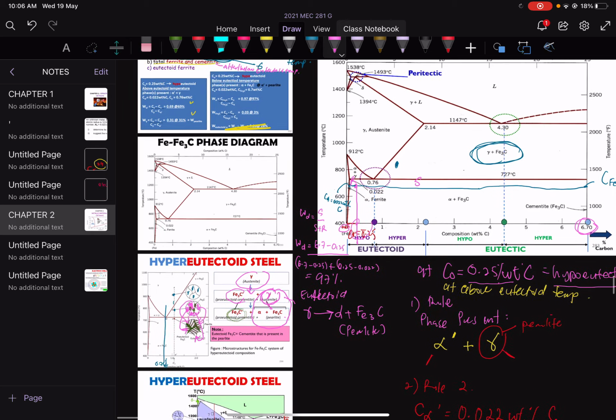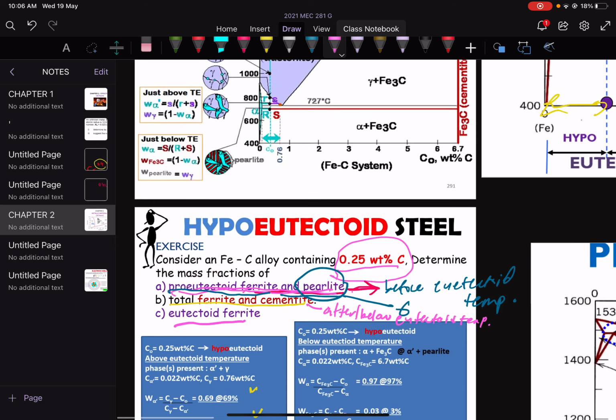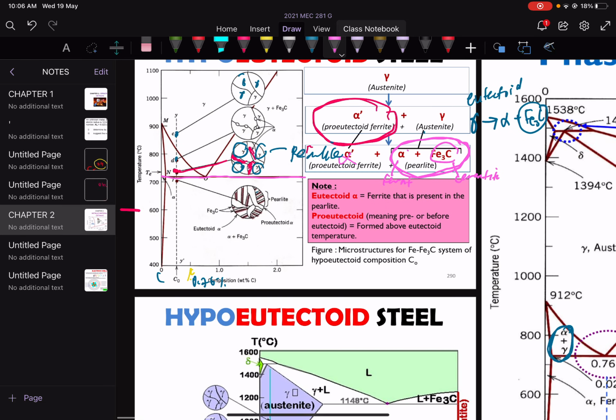Okay, and then last question. Okay, find the eutectoid ferrite. Okay, how are we going to find the eutectoid ferrite? What is eutectoid ferrite? Okay. Eutectoid ferrite is, if you were to look here, eutectoid ferrite is happening, eutectoid alpha. It is here. Okay, eutectoid ferrite.